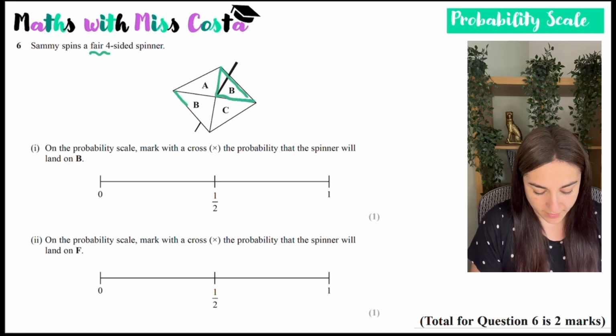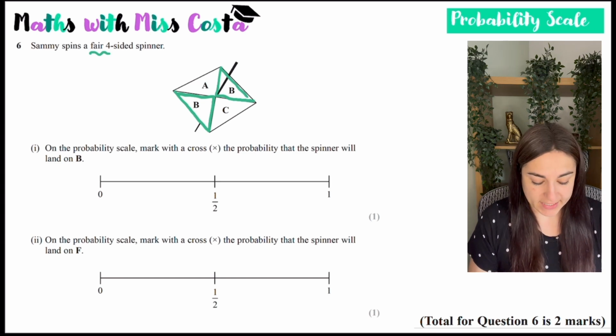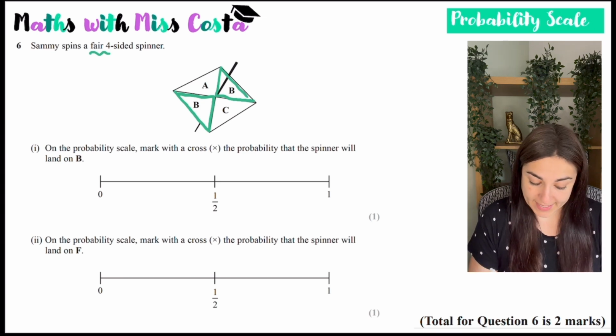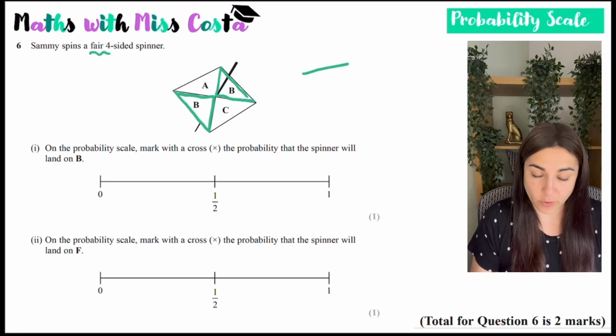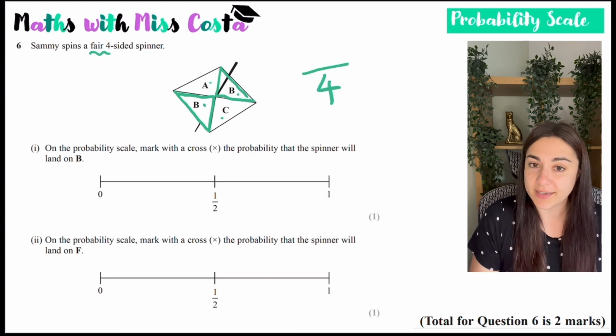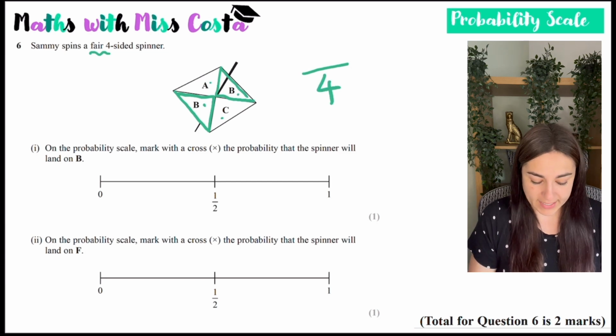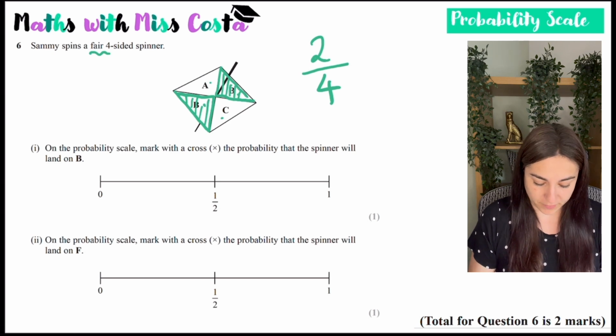So there's 1, 2 sides that would be B. For the probability of the spinner landing on B, remember probability you always write out of your total. So how many options do you have in total? You've got 1, 2, 3, 4 sides in total. So probability would be out of 4. And how many of those options are B? 1, 2. So the probability of it landing on B is 2 over 4.